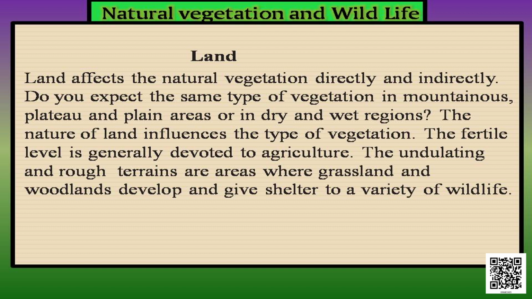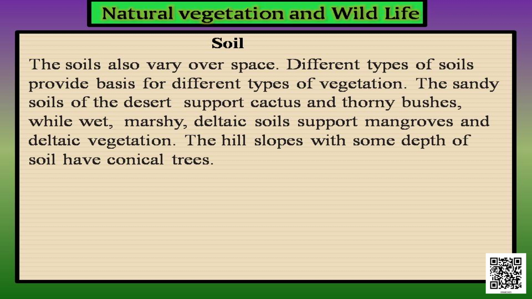Coming to the next part of relief, that is the soil. How does soil affect the vegetation of a particular place? How does the soil affect the plant? Let us take the example of alluvial soil. It helps the growth of agriculture. Similarly, sandy soil helps the growth of cactus, thorny bushes, etc. In the same way, marshy and deltaic soil supports mangroves and deltaic vegetation.